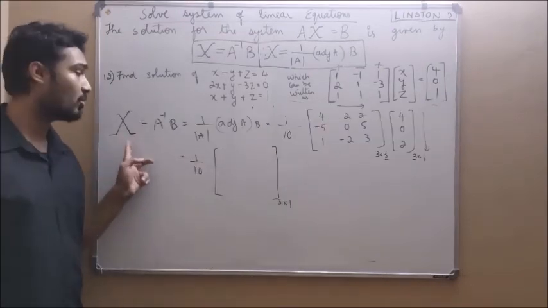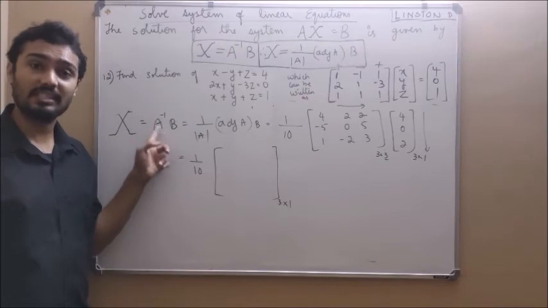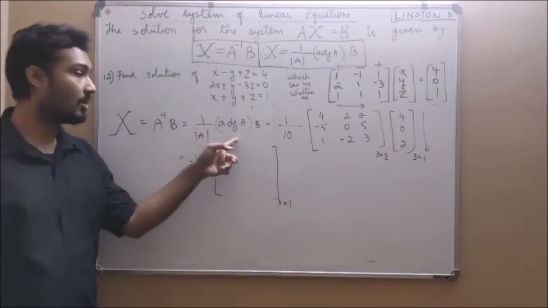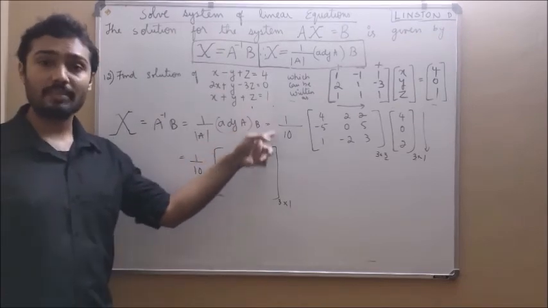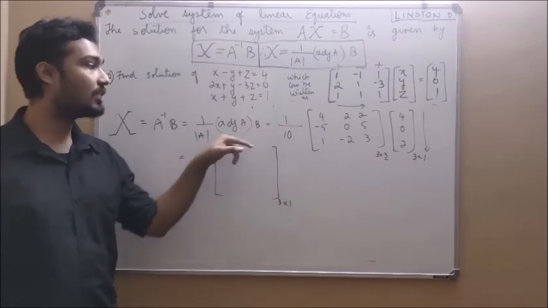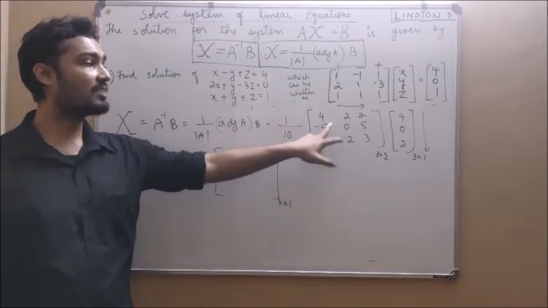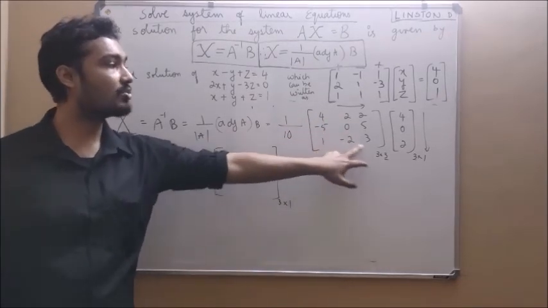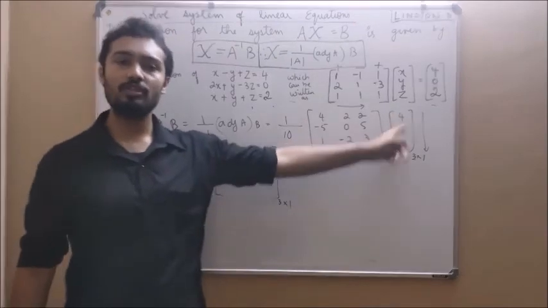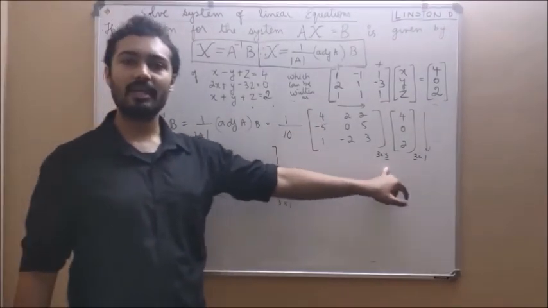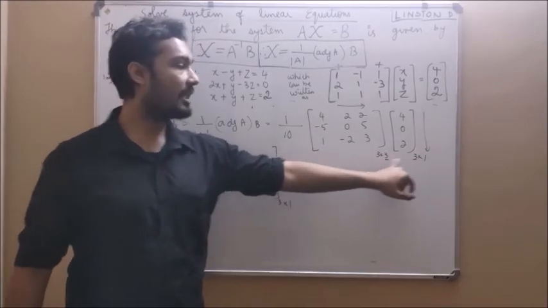What is the solution? Solution is A inverse B, which is equal to 1 by determinant of A into adjoint A into B. So this is equal to, determinant is 10, so 1 by 10 into adjoint A. Adjoint A we got just now, substitute: 4, 2, 2, minus 5, 0, 5, 1, minus 2, 3. So B is this: 4, 0, 2. Now multiply, you know how to multiply a 3 cross 3 matrix with a 3 cross 1 matrix.